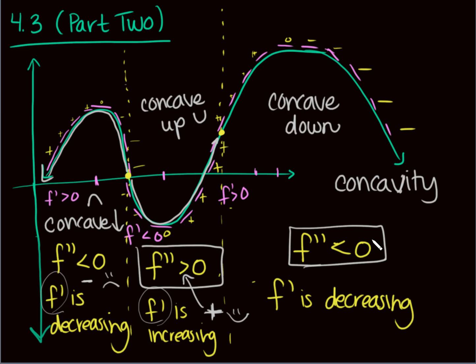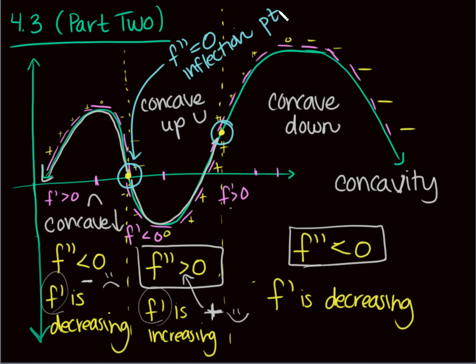Let's state this a little bit more. One other really cool thing is this point right here, where we change from concave down to concave up. This is where my second derivative would be equal to 0, because I'm going from a negative second derivative to a positive second derivative. This is what we call an inflection point. It's not just where my second derivative is 0, it's also where we change concavity. That's why it's called an inflection point: I'm changing from concave down to concave up.